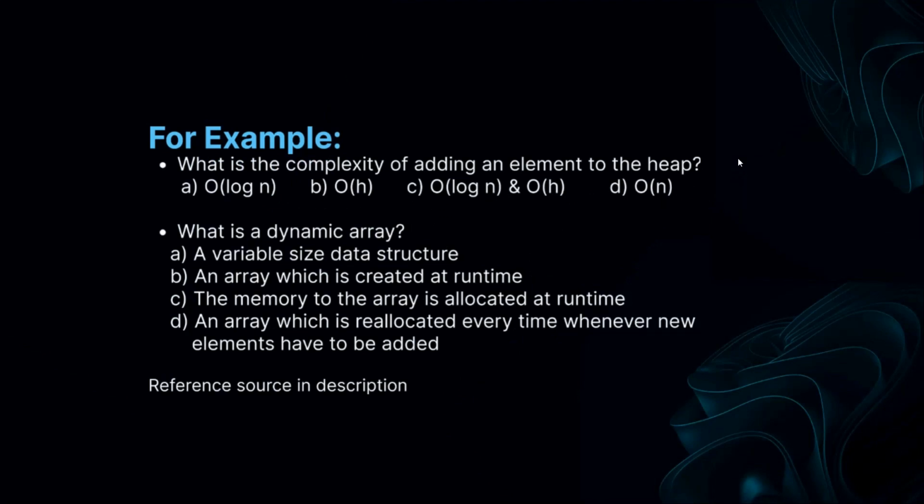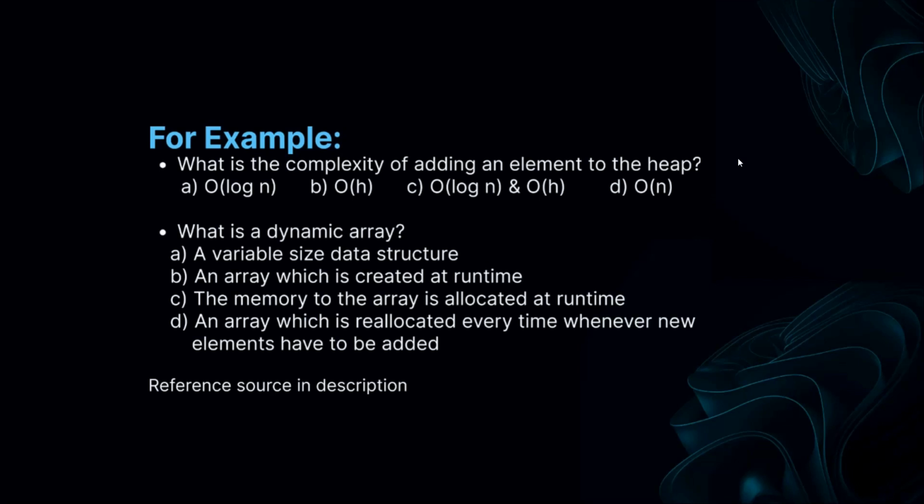Here are a few examples of the type of questions asked in this test. First is, what is the time complexity of adding an element to the heap? And there are 4 options A, B, C and D and the correct option needed to be chosen. And the second example is, what is a dynamic array? It also has 4 options and the correct option needed to be chosen. I will provide a link for reference of these types of questions in the description box.